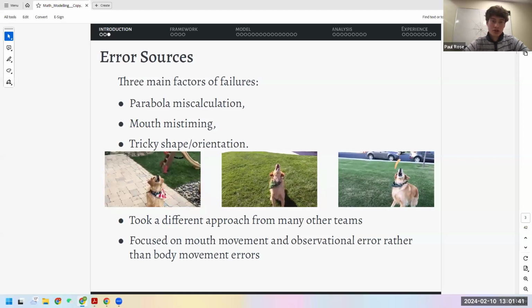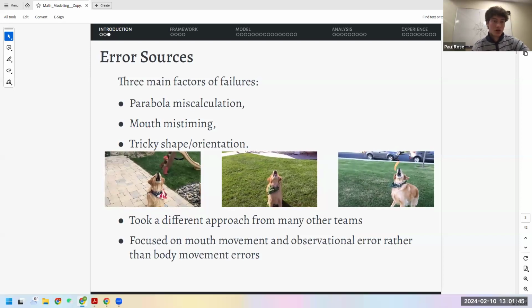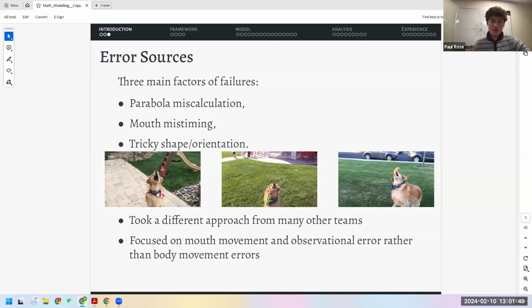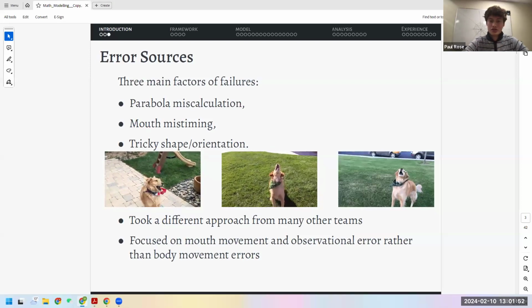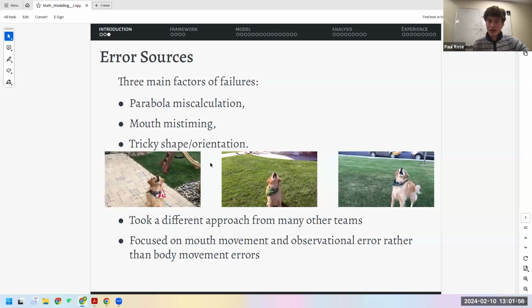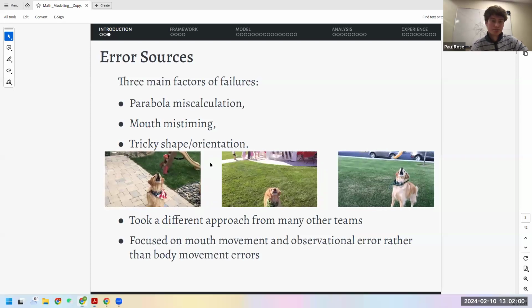So in this respect, we took a different approach from other teams because some other teams focused on the movement of Fritz to the intended position, whereas we assumed that Fritz could move to where he intended perfectly and that observational errors were the main causes of failures.